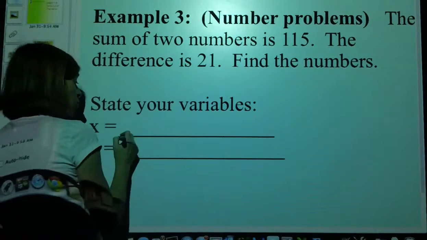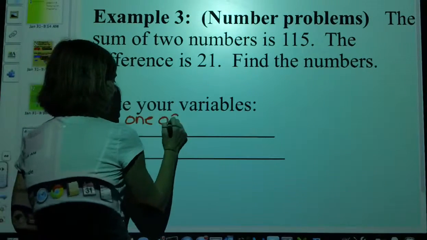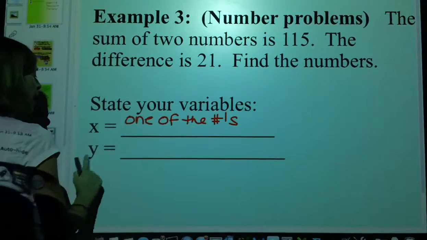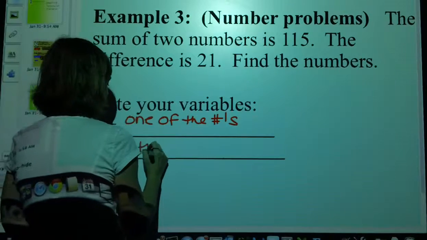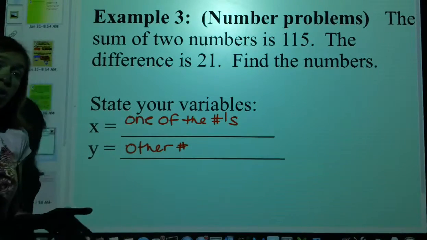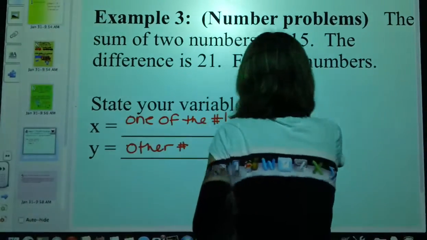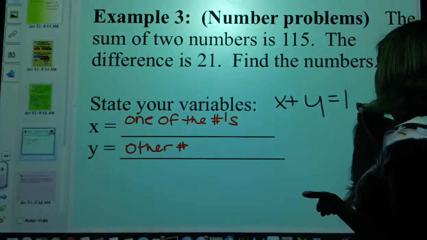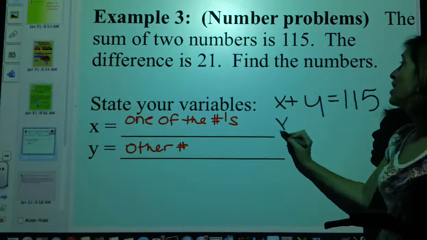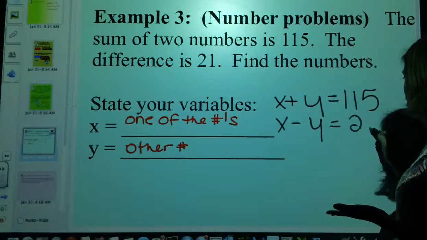Well, let's let x equal one of the numbers. And always making our let statements. And we're going to let y equal the other number. So when writing our equation, we use what we're told. We're told that the sum of these two numbers is 115. And the difference, which means subtraction, is 21.